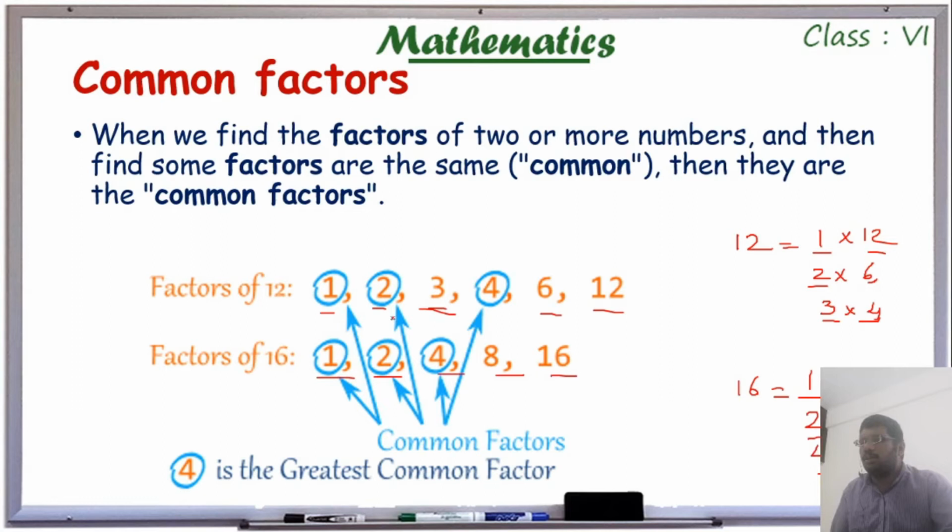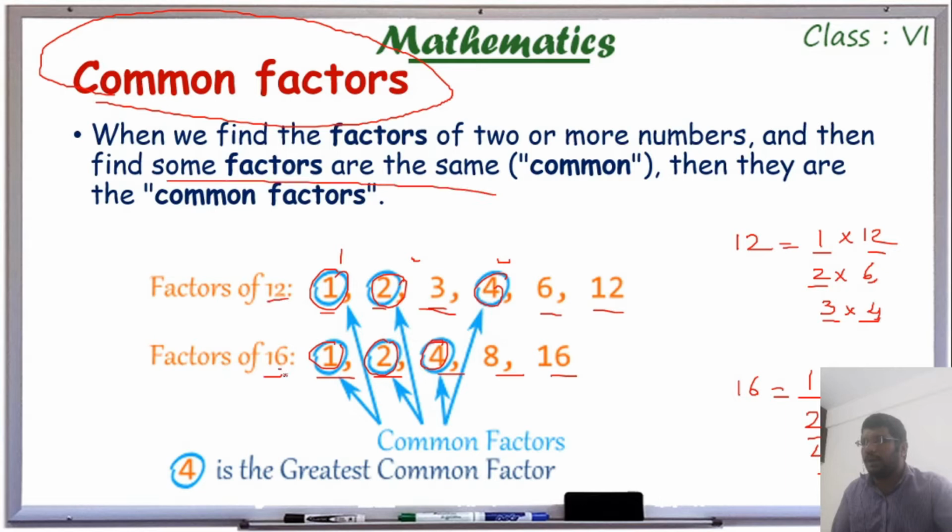Now some elements are common. Look here, 1 is common, 2 is common, 4 is common. So we call them common factors. So 1, 2 and 4 are common factors. The same factors which are contained in both 12 and 16 are called common factors. And in this case 4 is the greatest common factor.